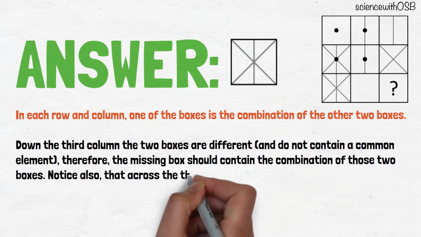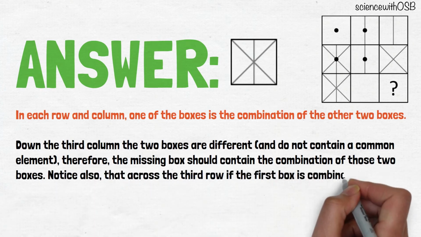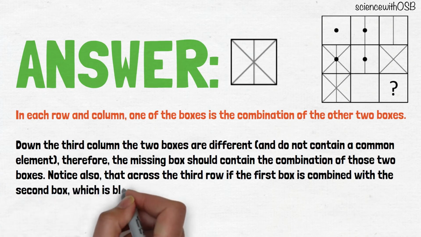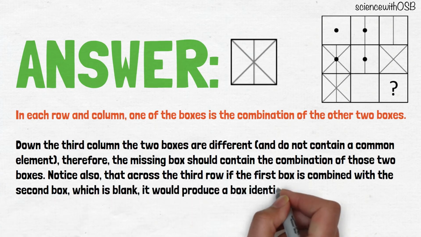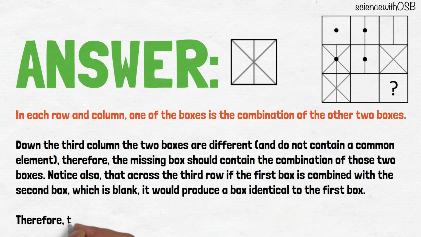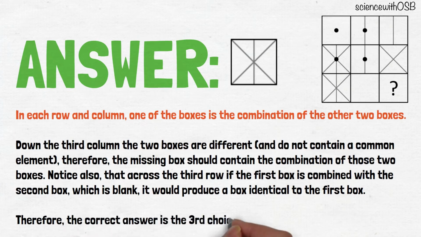Notice also that across the third row, if the first box is combined with the second box, which is blank, it would produce a box identical to the first one. Therefore, the correct answer is option 3.